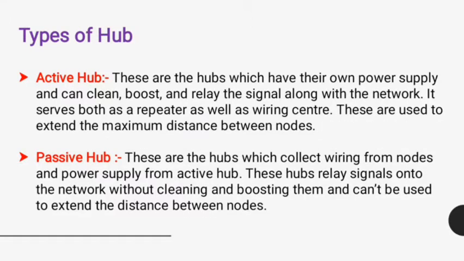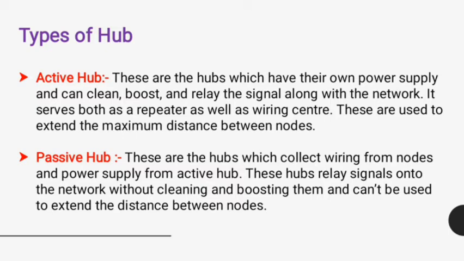Types of hub. Active hub. These are the hubs which have their own power supply and can clean, boost, and relay the signal along with the network. It serves both as a repeater as well as a wiring center. These are used to extend the maximum distance between nodes.